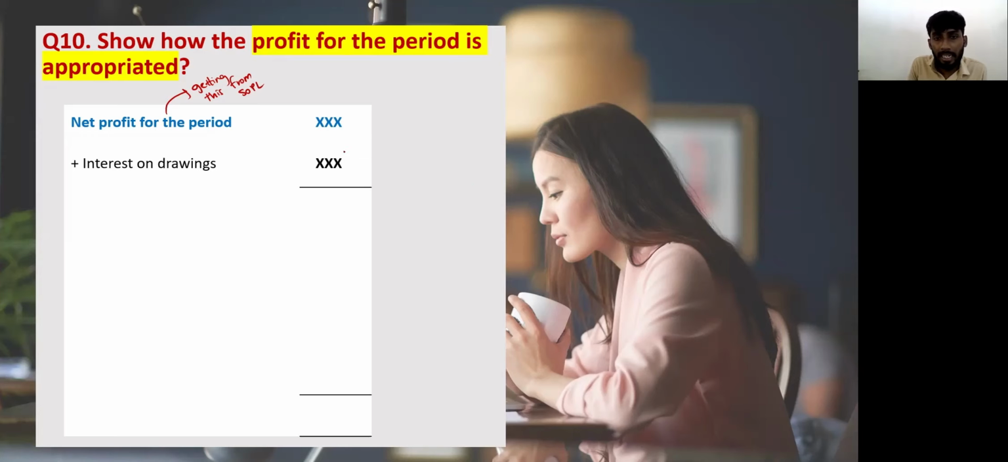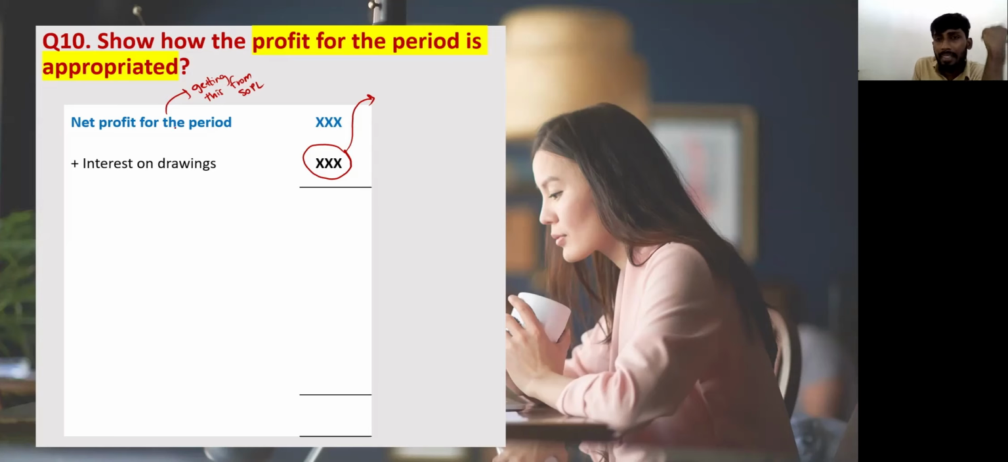Now, if we are writing a double entry for this, my dear students, how to record? I told you, this is kind of the profit or loss appropriation account. So here now we are adding. I told you if any item is deducted from the profit or loss appropriation account, then it is a debit.